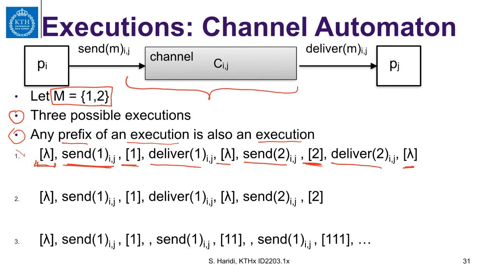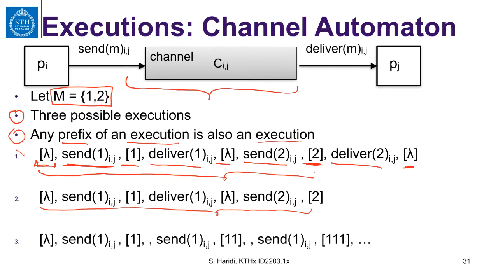We said any prefix of an execution is also an execution. So if we take this part, which is the initial segment of an execution, it is here. So that's also an execution. Now let's look at the third execution, which can continue; this is just a prefix of that.